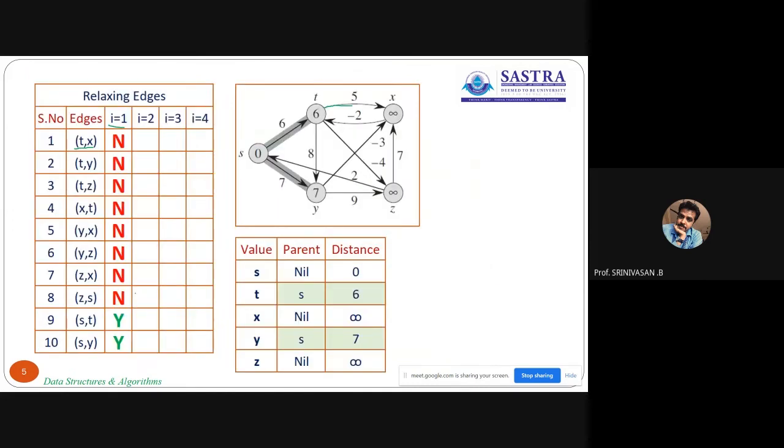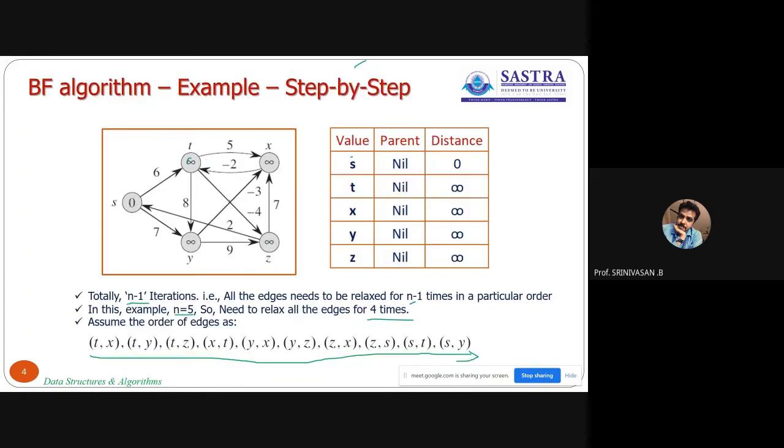Okay, but S comma T. So among these, which edges are getting relaxed? Only S comma T and S comma Y. You see that S comma T here, S distance is 0, T distance is infinity. So 0 plus the edge cost 6. 0 plus 6 is less than infinity, so we need to relax it. So that's all we are done here. 0 plus 6 is less than infinity, so update it.